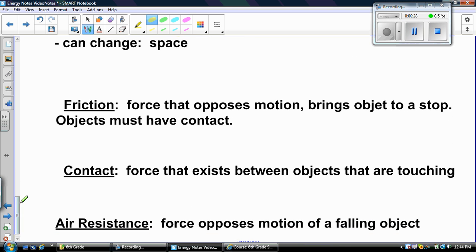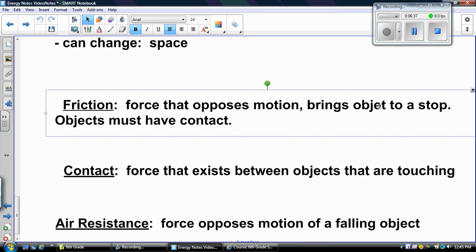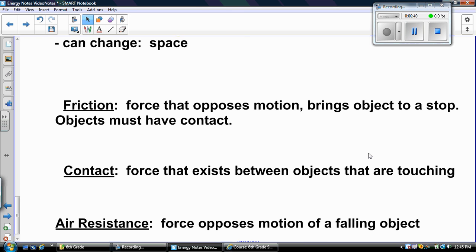Friction, I mentioned that in our last section of notes. It's a force that opposes motion. It brings an object to a stop. In order for friction to occur, objects must have contact. The example we did in our last section of notes was a roller coaster going down a track: the wheels going against the track create a force of friction. That's what changes some of that potential energy to heat, and it doesn't all get converted into kinetic energy. So that's another way that forces affect energy. Friction will always cause some of that potential energy to be converted into heat energy if there is contact.